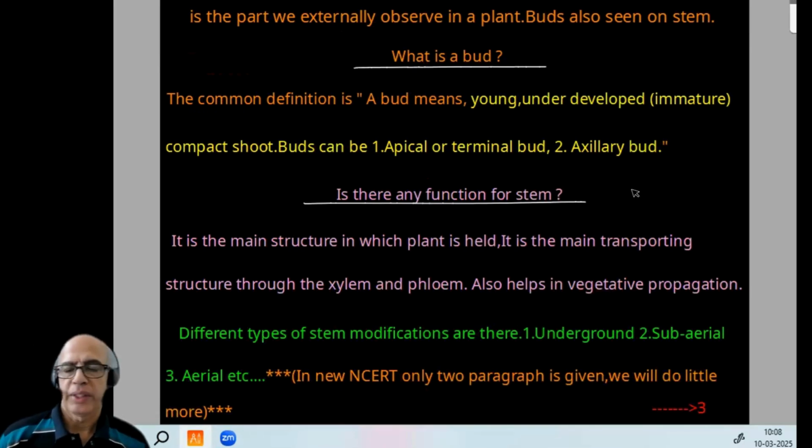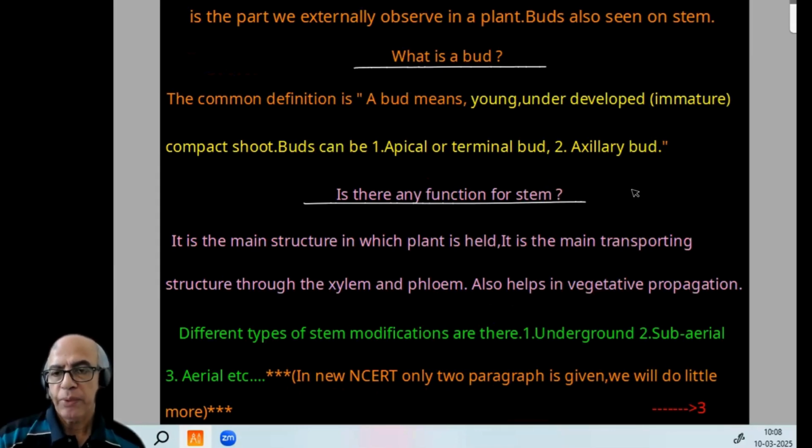Now we have to proceed with the term bud. See, a bud is commonly seen on stems. And what is the definition for a typical bud? Bud means it will be young, that is why it is called a bud. Immature, or we can say underdeveloped. It is comparatively very compact. Since it is on the stem, it is a shoot.